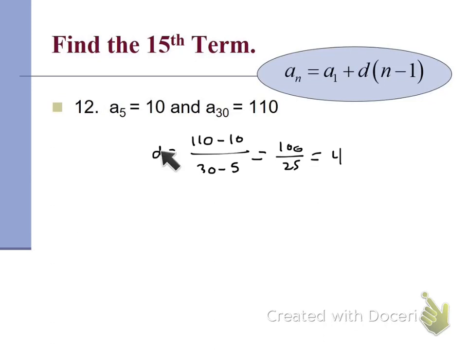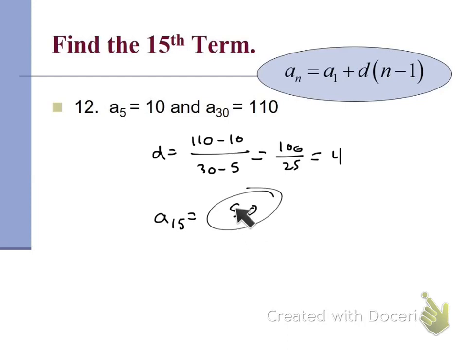Now, I kind of became a little bit cavalier from here. I didn't even use a formula. I just said, okay, the difference is 4. I know the 5th term's 10. How many more do I need to go to get to the 15th? 10 more. 10 times 4 is 40. 10 plus 40 gives me 50. That is the 15th term in my sequence.